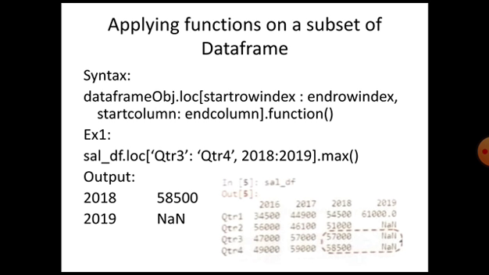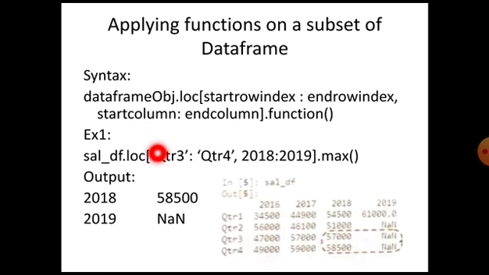Next is very important, when you want to apply the function on a subset of a data frame. A subset of a data frame means a part of a data frame. So here we have an example. First the syntax: data frame object dot loc, then start row index colon end row index, comma, start column and end column name, square bracket close, then the function which you want to use. So the example is celldf dot loc, for qtr3 and qtr4 and for only the columns 2018 and 19 we want the maximum value.